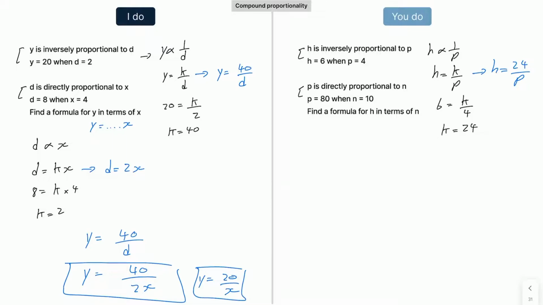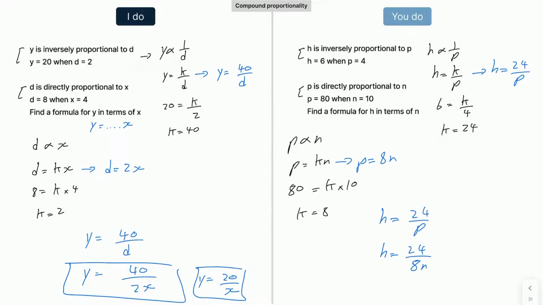Let's look at this now. It's saying P is directly proportional to N. Let's sub the values in. So K is equal to 8, and then we can just put that into here. So that's going to be P is equal to 8N. Now it says find the formula for H in terms of N. We know the formula for H at the moment is H is equal to 24 over P. But it's not in terms of N, but we can substitute this value of P into there. And that becomes H is 24 over 8N. And again, that can be simplified to 3 over N.